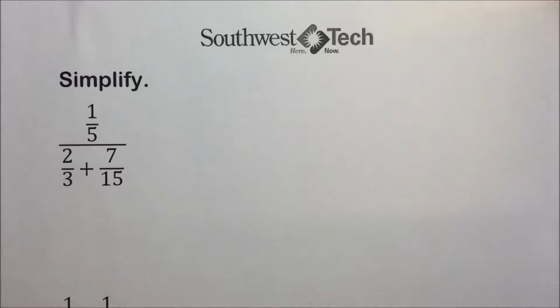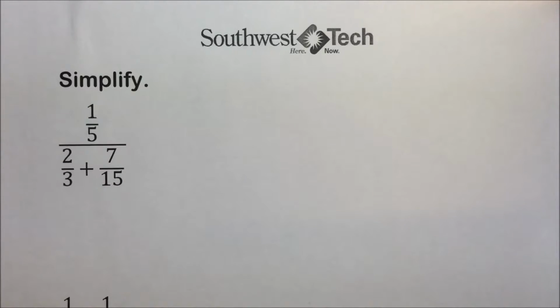Section 6.3, Complex Rational Expressions. A complex rational expression is a rational expression that contains a rational expression within its numerator and/or its denominator. When we simplify a complex rational expression, we rewrite it so that it no longer has a complex state to it. We will consider two methods for simplifying complex rational expressions.